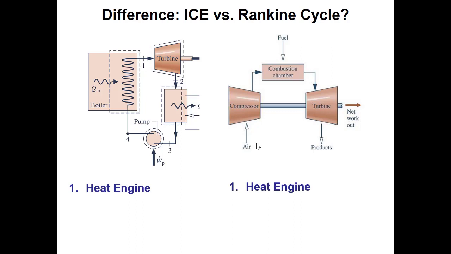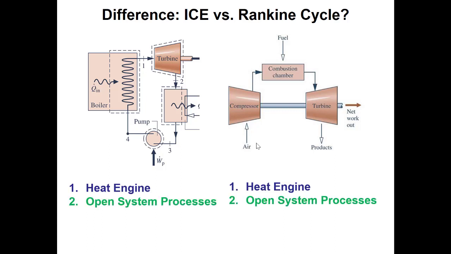And the first question looks the same for both of these systems. They're both heat engines. So the energy benefit is net power, and the energy cost is heat transferred into the system, right, from burning fossil fuels in this case. In both cases, we're going to look at each individual component as an open system process. So basically, each of these processes happens in a different physical location, unlike our internal combustion engine, where all the processes basically still happened inside the piston cylinder assembly, even though the piston would be moving up and down.